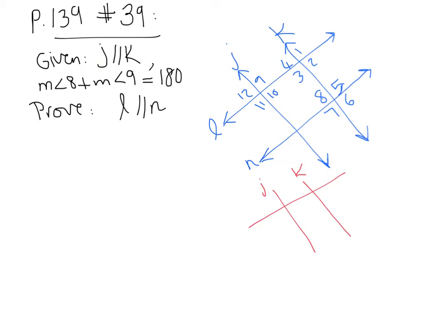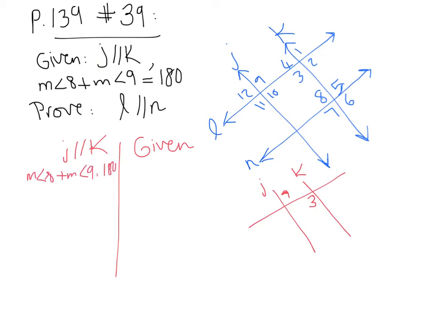So I have angle 3 down here and angle 9 over here. And I'll write the givens. J parallel to K, given. Angle 8 plus angle 9 equals 180. That's given also. And we agreed that we're working with line J and K, and we'll use angle 3, just as an example. You can use any of these angles again.